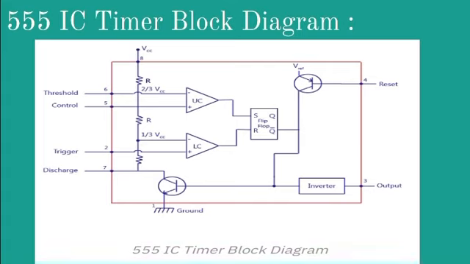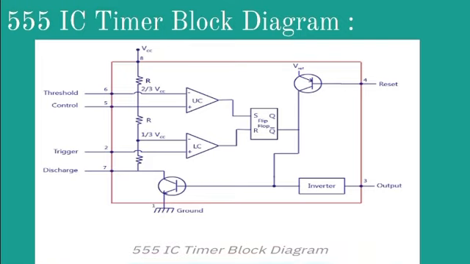From this discussion, what we have concluded is that for a low output from the 555 timer, the voltage on the threshold input must exceed the control voltage, or plus 2 by 3 VCC. This also turns the discharge transistor on. To force the output from the timer high, the voltage on the trigger input must drop below plus 1 by 3 VCC. This turns the discharge transistor off.